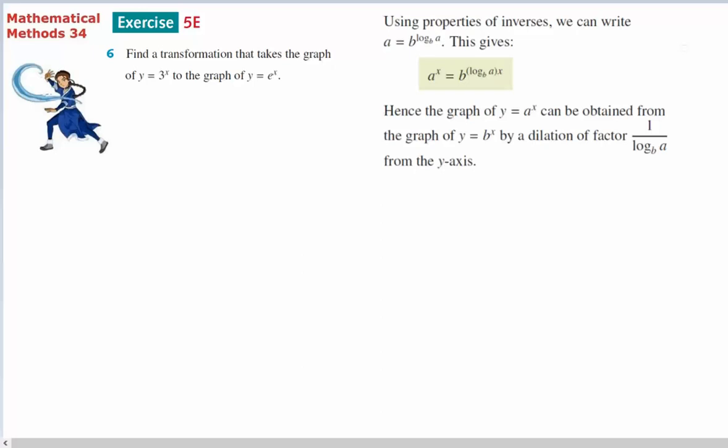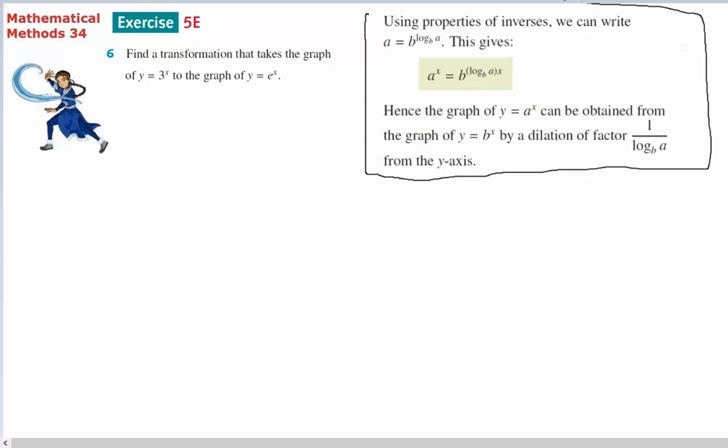This is for Year 12 Methods. It comes out of question number 6 in 5E, which is changing bases and using the idea of transformations to explain them. Okay, so I've lifted from the textbook this little paragraph that helps me do it.